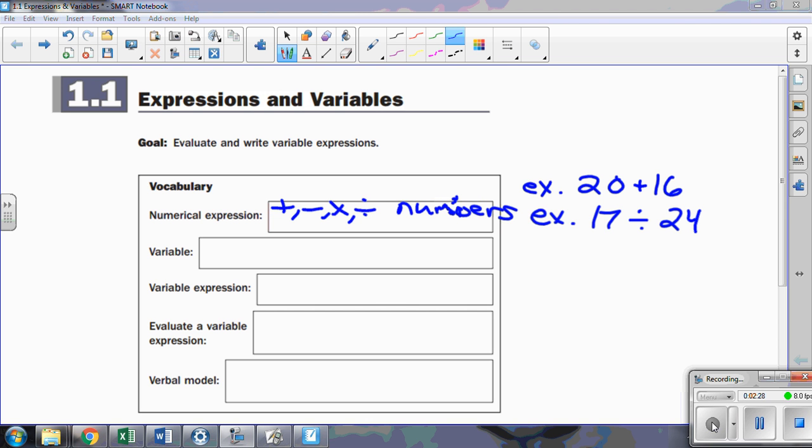We can also make them a little bit more complicated. We don't have to use just two numbers. We could have 17 divided by 24 plus 6. That's still a numerical expression. As long as we're combining numbers, we have a numerical expression.